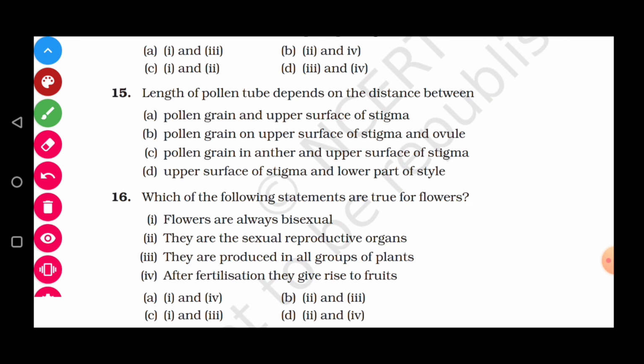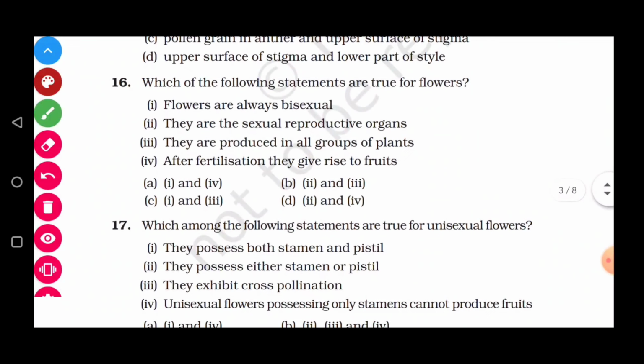Which of the following statements are true for flowers? We have to find which statement is true for flowers. Flowers are always bisexual, it's not true. Some flowers are unisexual also. They are sexual reproductive organs, it's true. They are produced in all groups of plants, no, it's wrong. After fertilization they give rise to the fruits, this is also true. After fertilization flowers give rise to fruits. So we can say that the correct answer is options 2 and 4, and it is given in option D. So this is the correct answer.